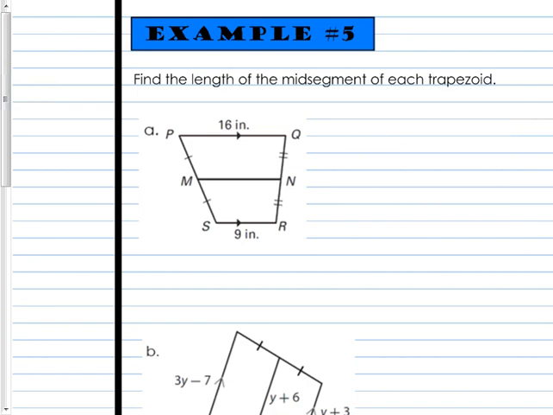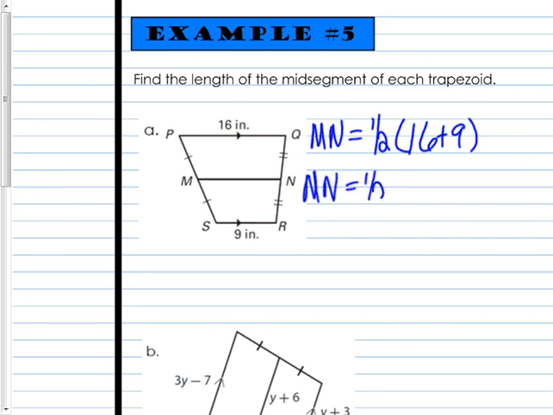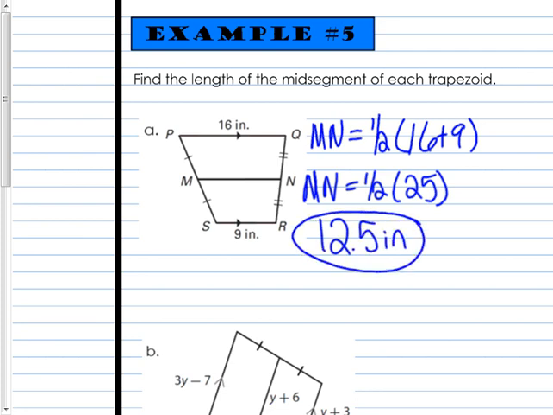There we go. So let's do one example and then we will be done. If I want to know what MN is, I'm going to take one half of the two bases, which are 16 plus 9. So MN is one half of 25. One half of 25 is 12.5 inches. There's your mid-segment. Easy math to do. You just have to remember how to do it. Add the two bases together and cut them in half.